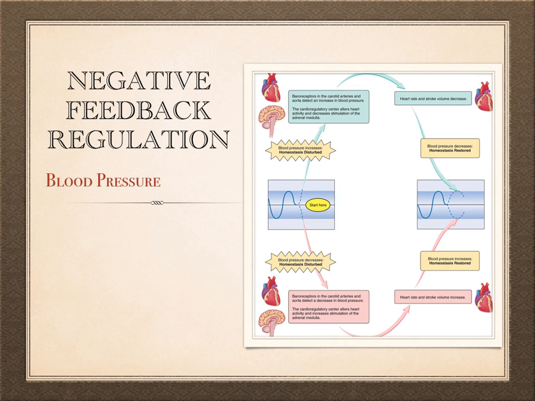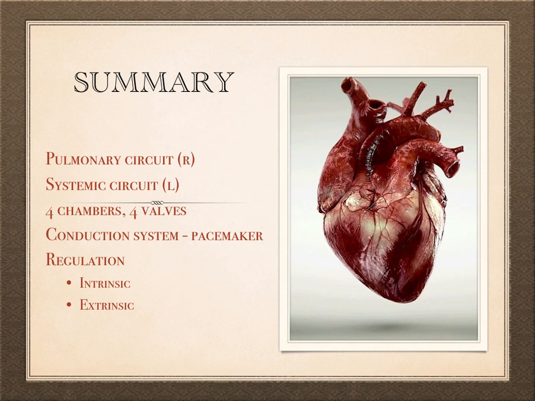Okay, so that's our little presentation on the heart. Remember, the heart is really two pumps, one that supplies blood to the lungs through the pulmonary circuit. The other is the left side, and that pumps blood to the body, or the systemic circuit. Each side has two chambers, an atrium and a ventricle, and there are two valves on each side.